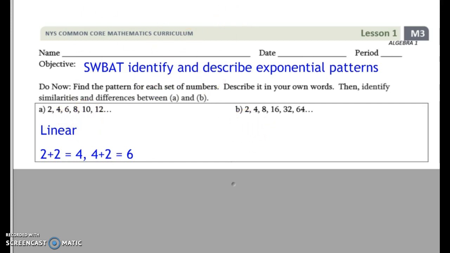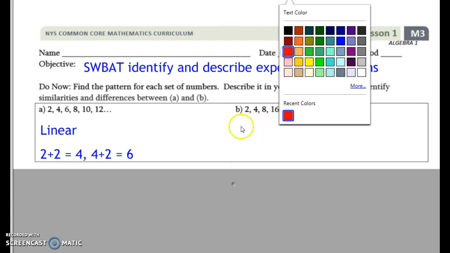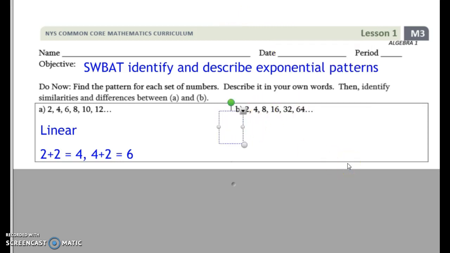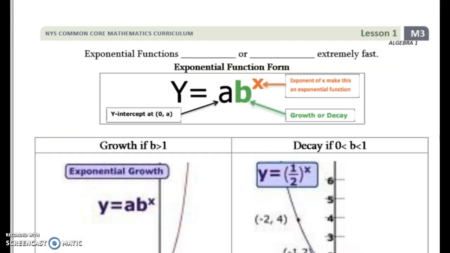Whereas in the second one, we had a different pattern. The pattern was not adding by 2. We had 2 times 2 gave us 4, and then 4 times 2 gave us 8, and so on. So the difference between these two patterns is one of them was an addition pattern, and one of them was a multiplication pattern.